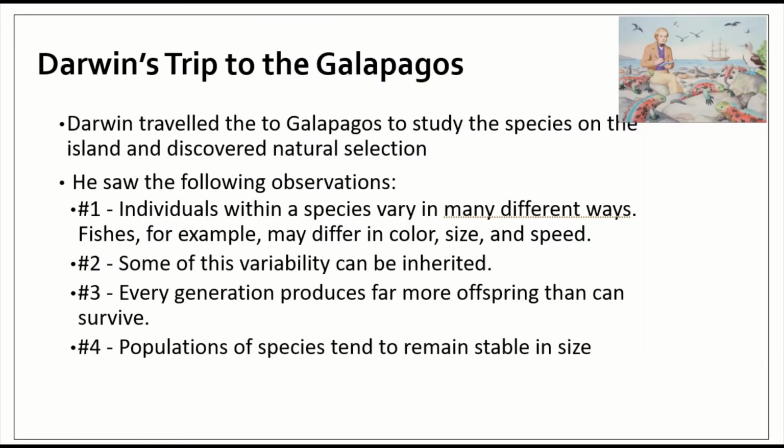When he was in the Galapagos, Darwin saw that there was variation within a species population. They have different shapes, different sizes, different colors. Sometimes they'll eat different food sources. And that variation is inherited from their parents. The other thing he noticed is that every generation produces more offspring than can survive. This is so that their population doesn't get wiped out if all their offspring were to die off.